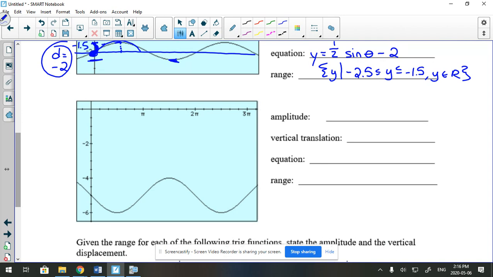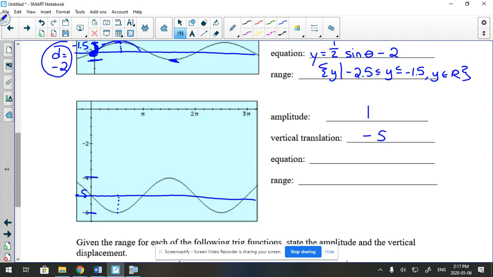Same thing, I always draw the midline right away. I can see my graph is all between -4 and -6, so right in the middle of that is -5. And that's going to be my vertical translation. Then I'm going to look at my amplitude. This is -5. I can see its amplitude is 1.